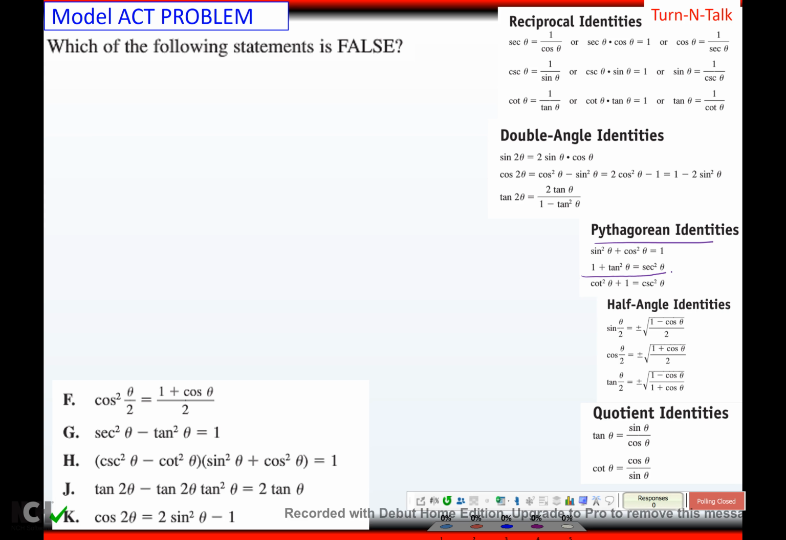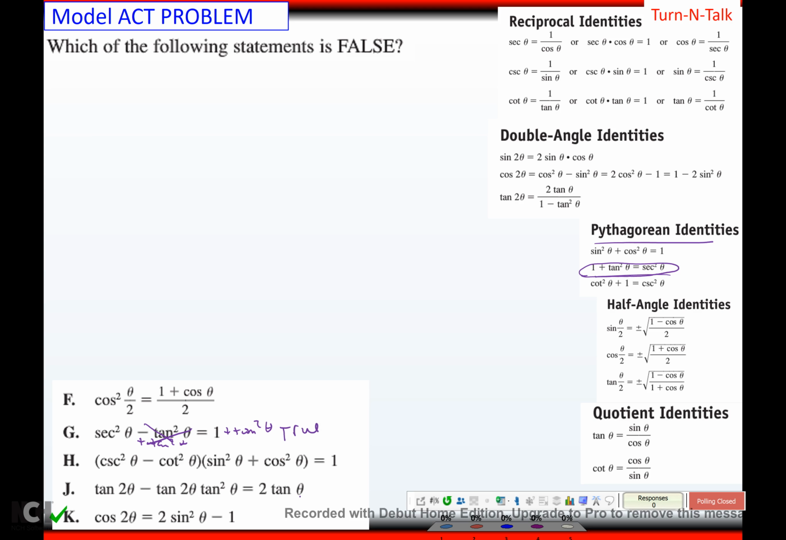The Pythagorean identity for this says 1 plus tan squared equals secant squared. Well, if I add tan squared theta, is that true? Does secant squared theta equal 1 plus tangent squared? And yes, it does. So that's true. This looks like a nightmare because I'm going to have to FOIL that all out. So I'm not going to try and see if that one's true or not.